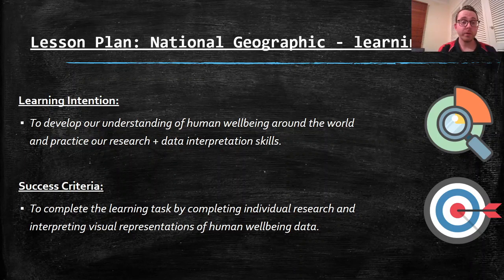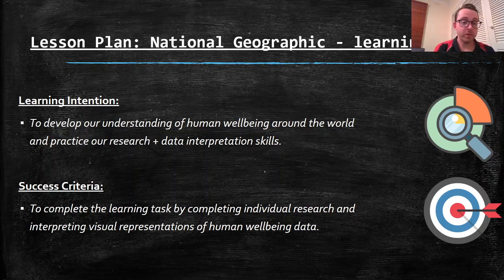This lesson we are looking at developing our understanding of human well-being around the world. So looking at different countries around the world and how they value human well-being, and practicing our research and data interpretation skills. So being able to look at a graph or a map, being able to read it, identify the important information, and explain what it is, why it's important.